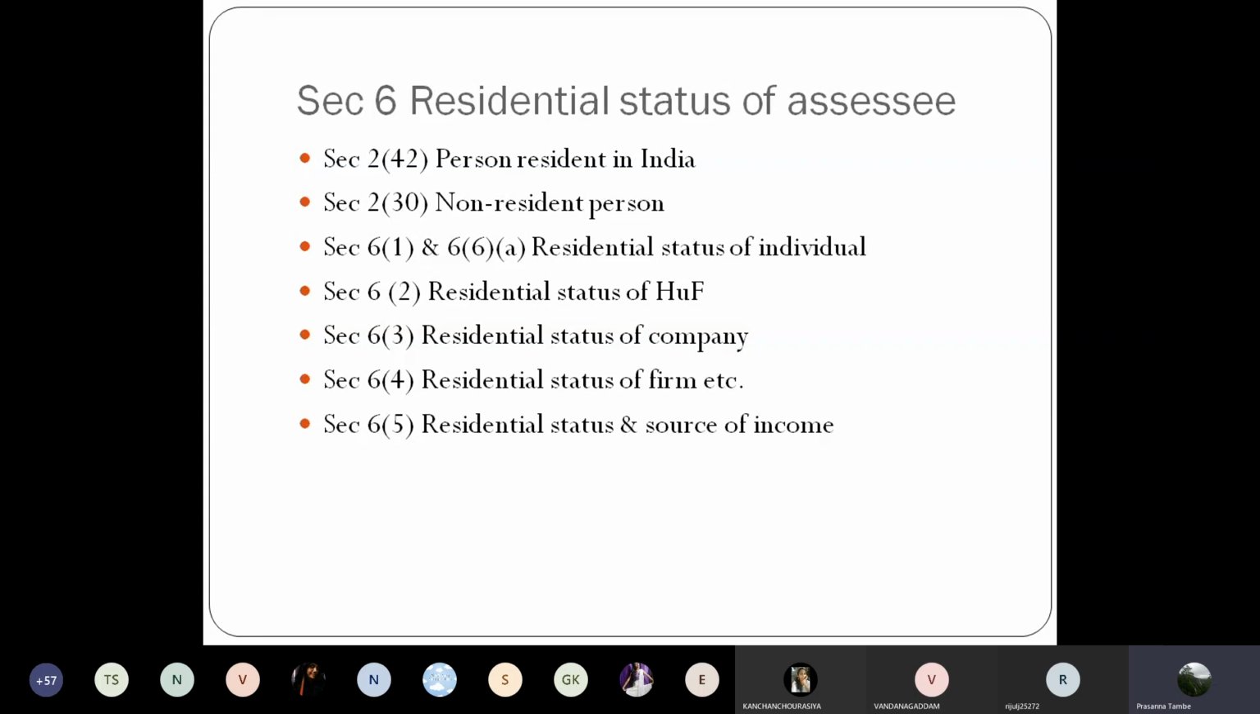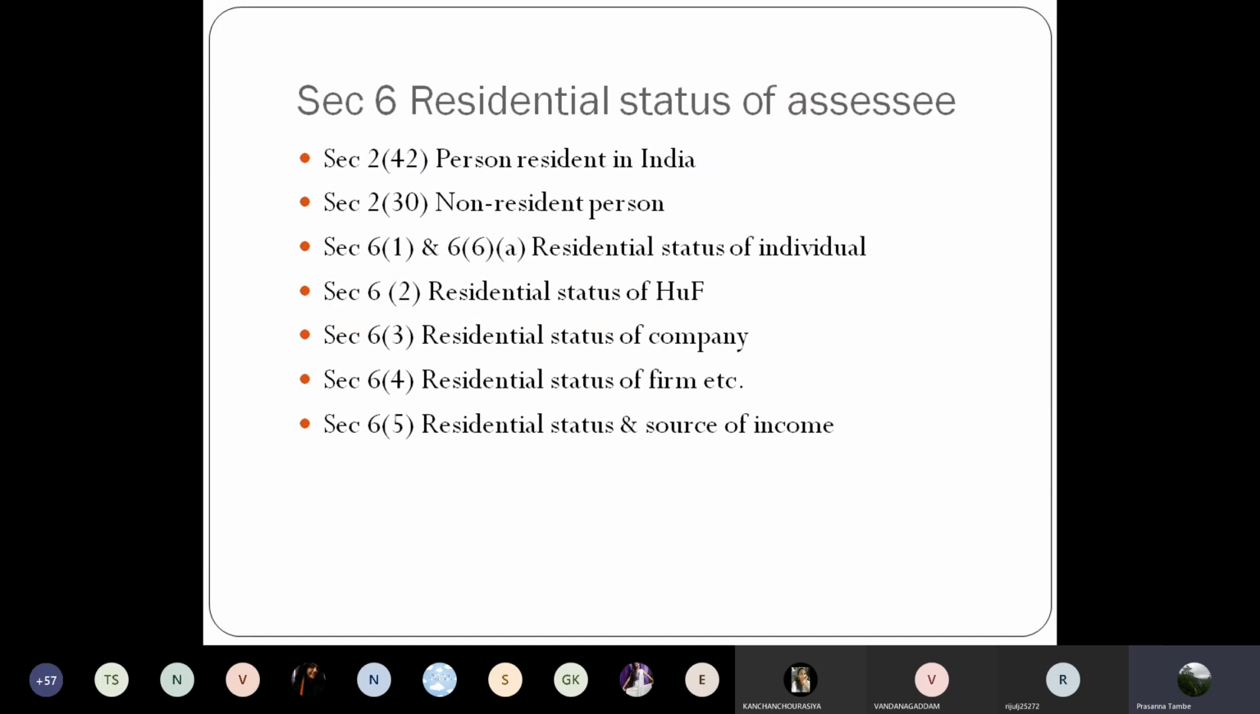So what is a resident in India? It's simply a person who qualifies as a resident by satisfying the applicable provisions of section 6. That person will be called a resident in India. And who is a non-resident? You have section 2(30), which says that a non-resident is a person who does not fulfill the provisions of section 6 which are applicable to him. So in other words, in order to be resident in India, you have to fulfill the conditions of section 6, whatever is applicable to you. If you don't fulfill the conditions, you will become a non-resident person. Very clear concept of resident and non-resident person.